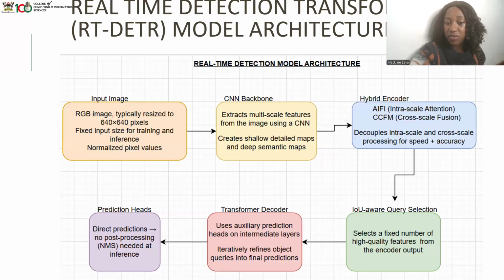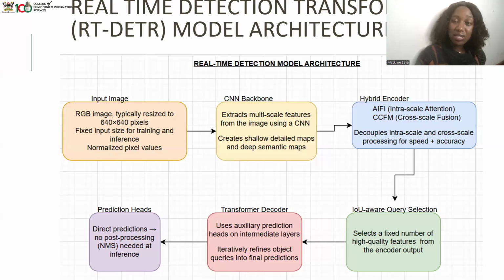So it iteratively refines object queries into final predictions. This one gets the best, high quality features which had been gotten from the hybrid encoder. It gets them from the intersection over union query selection, and then it refines those object queries into final predictions. Those final predictions will be pushed into the prediction heads, and the prediction heads will get the direct predictions.